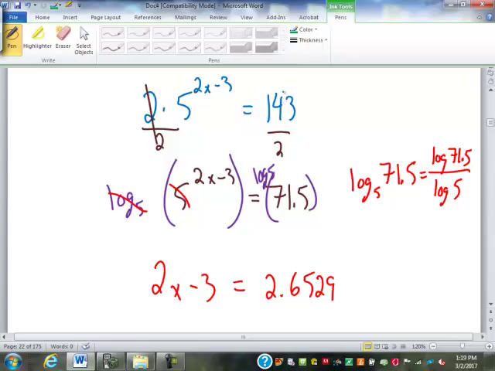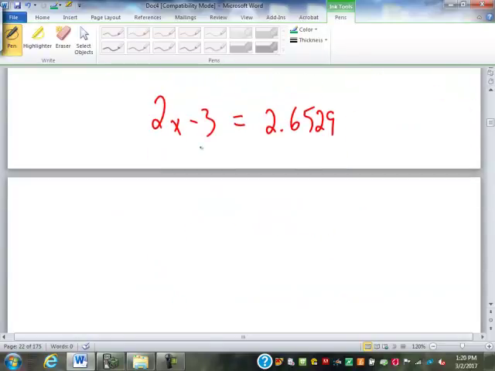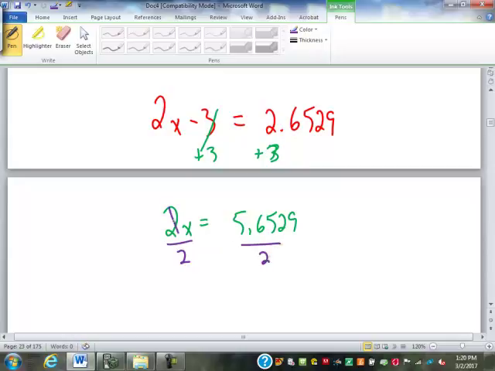I'll wait till you get your picture there. So now we've got rid of the exponential, so we can solve this linear equation for x. So all we have to do is add the 3. 2x is 5.6529 and divide by 2. X equals 2.82645.